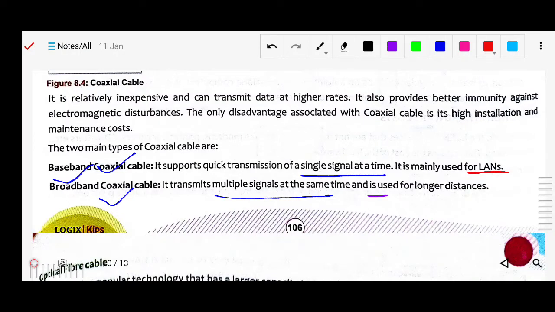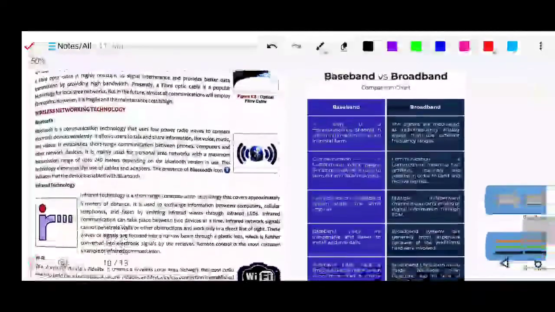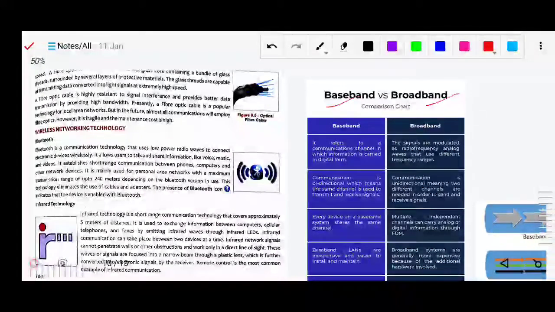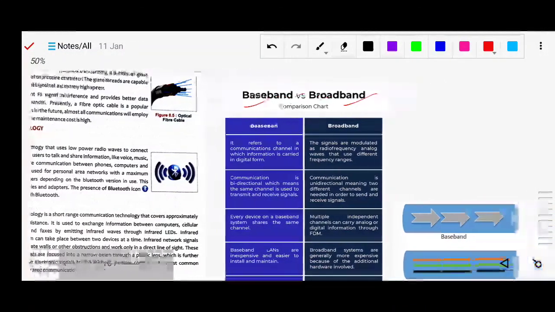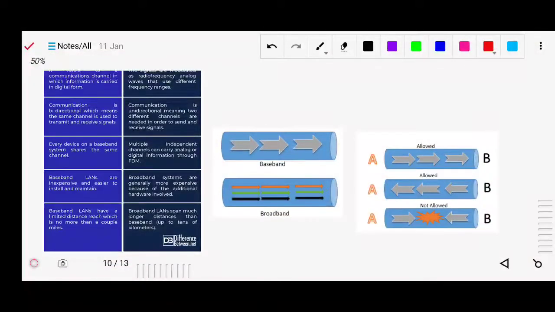There are some differences between these two, baseband and broadband. Just see it. You can take a screenshot of this also. Baseband and broadband, what is the basic difference, it is given here. So once again you can see it. By this figure also you can understand, in the baseband at one time only one signal will go. Either first this will go, then this will go, or in receiving also, at one time one signal will go.